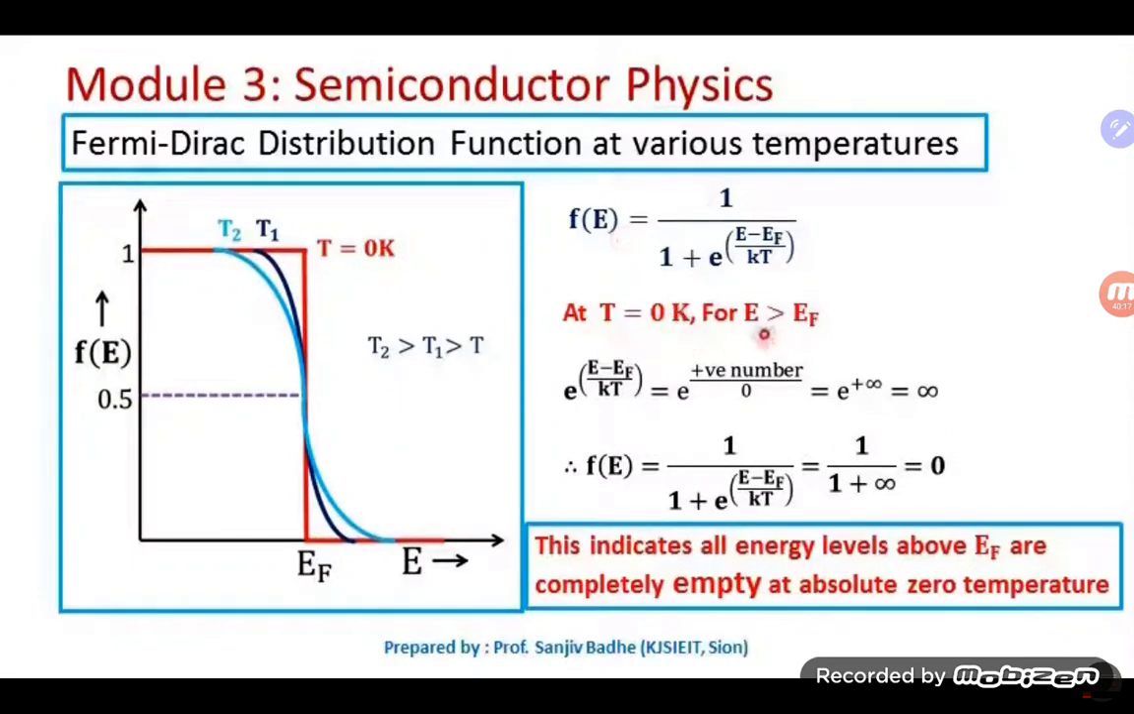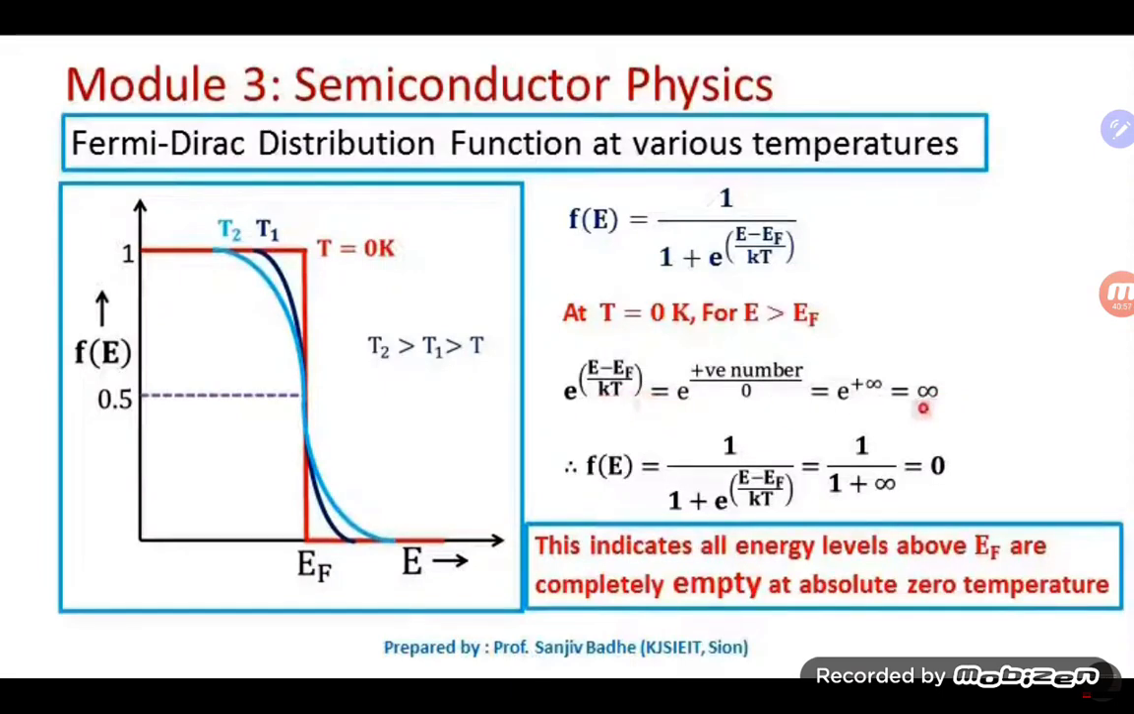Now let us calculate the probability of occupancy for all the energy levels above the Fermi energy level, that is for E greater than EF at T equal to 0 degrees Kelvin. For E greater than EF, e raised to E minus EF by kT will be e raised to some positive number upon 0. Now E is greater than EF, so E minus EF will result in some positive number, and T is equal to 0, so kT will be 0. So e raised to a positive number upon 0 will be e raised to infinity, and that is equal to infinity.